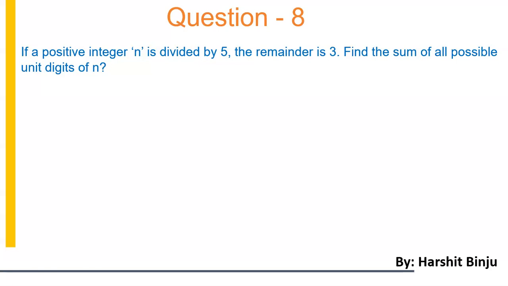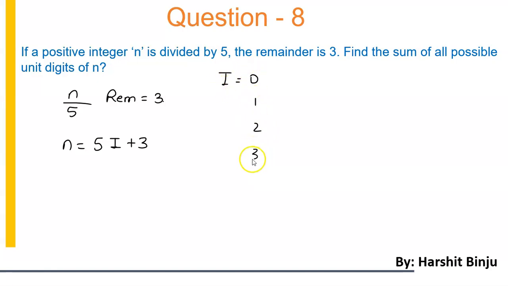Okay, let's see what we can do with this one. When a positive integer n is divided by 5, the remainder is 3, which means I can say n will be equal to 5 times an integer value plus 3, right? Again, the integer here stands for the quotient. Find the sum of all possible unit digits of n. So let's start with i equal to 0, then 1, 2, 3, 4, 5, 6, then 7. So I have taken 8 values of the quotient.